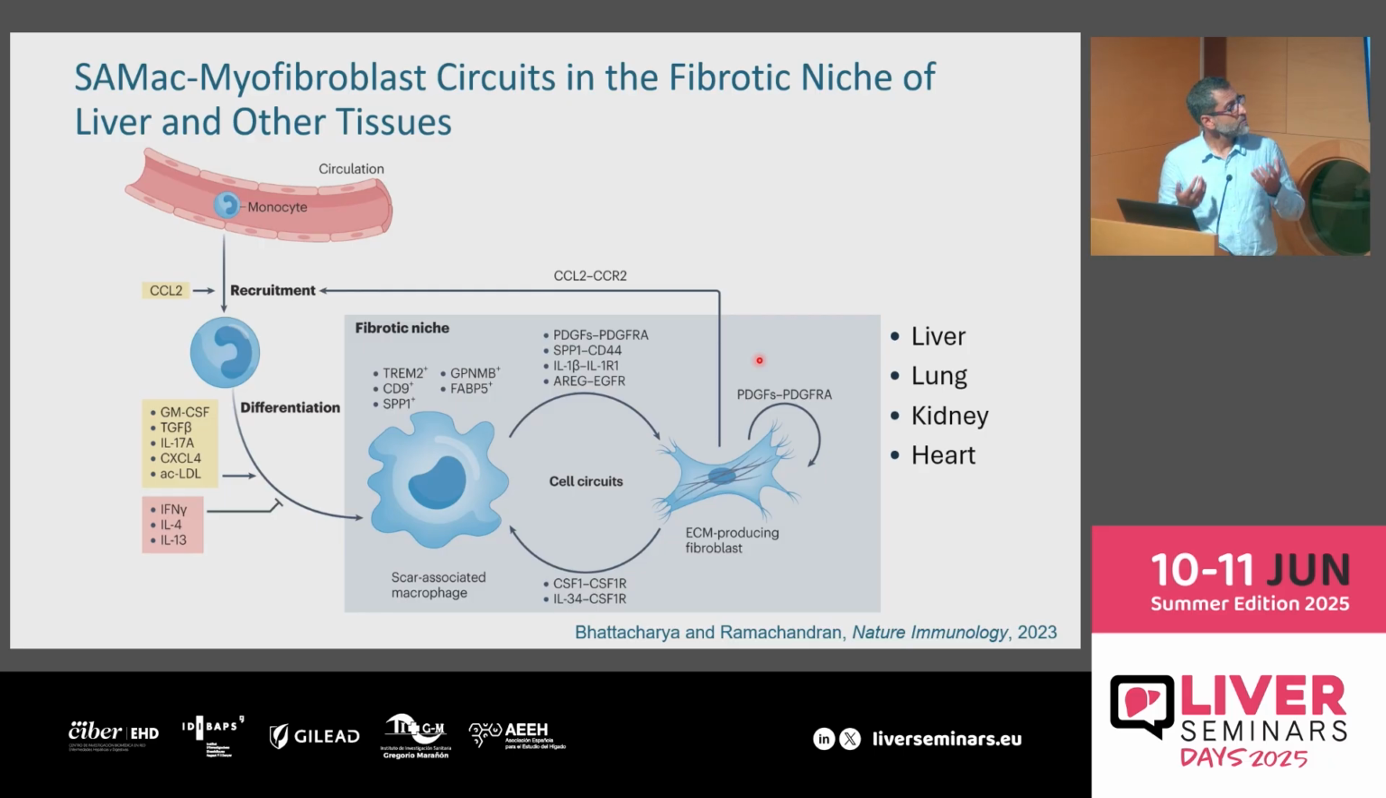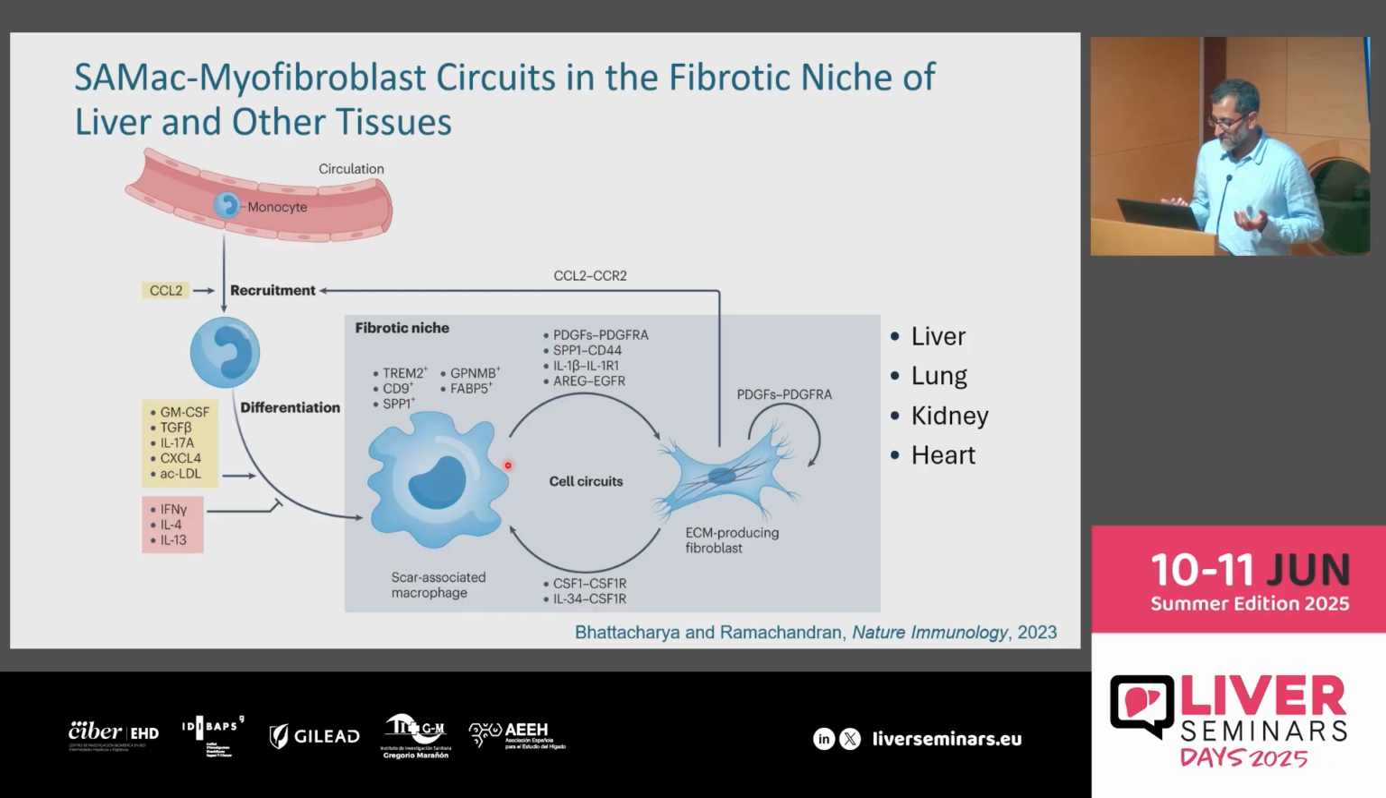So we thought, brilliant, we've cracked this. We now know that this is the model in human. So monocytes come in, they differentiate into these TREM2 positive macrophages, they start signaling to the ECM producing myofibroblasts, and you set up these circuits where these macrophages and fibroblasts are signaling to each other and propagating fibrosis. So what we thought is, brilliant, we need to now think about how we modulate this particular process.